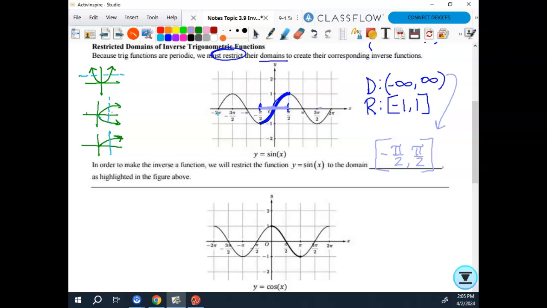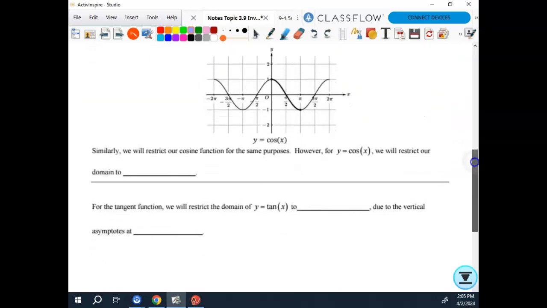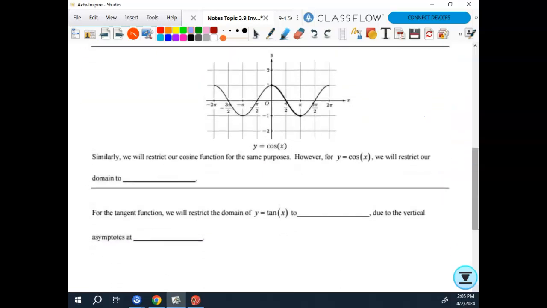So we have these restrictions. Let's look at this. All right, so here's cosine. My domain, still negative infinity to infinity. My range, negative 1 to 1. Same thing, right? Because they're sinusoidal functions.